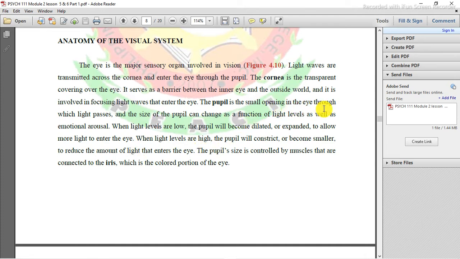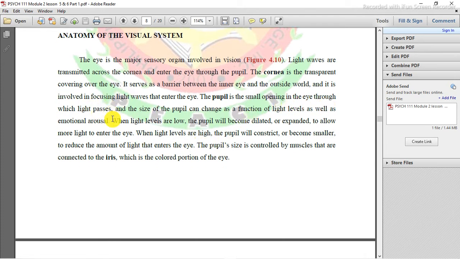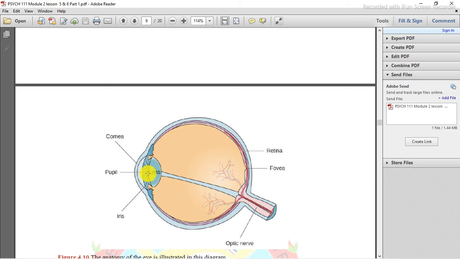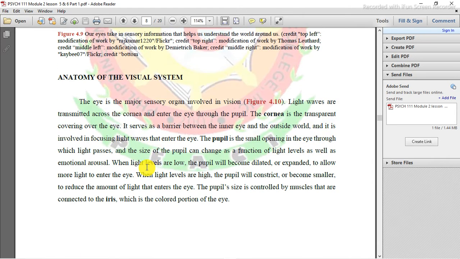The pupil is the small opening of the eye through which light passes. Ito yun, parang maliit siya. The size of the pupil can change as a function of the light level and emotional arousal. When light levels are low, the pupil will become dilated and expanded to allow more light into the eye.